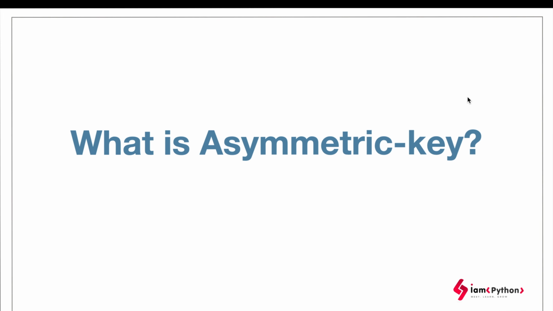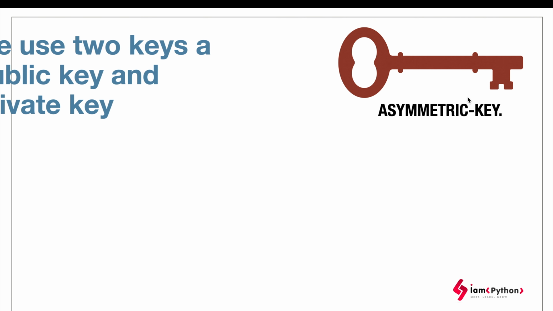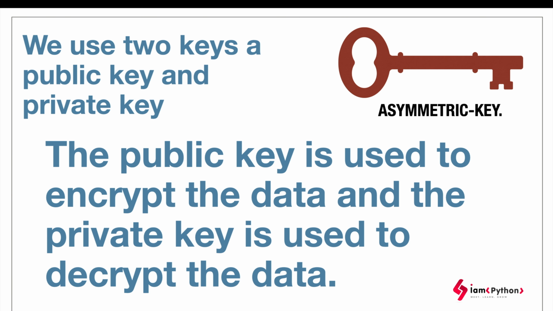Now the question comes: what is the asymmetric key? In asymmetric encryption, we use two keys, a public key and a private key. The public key is used for encryption and the private key is used for decryption. So basically, one encrypts the data and the other decrypts the data. In this asymmetric process, we use two keys.